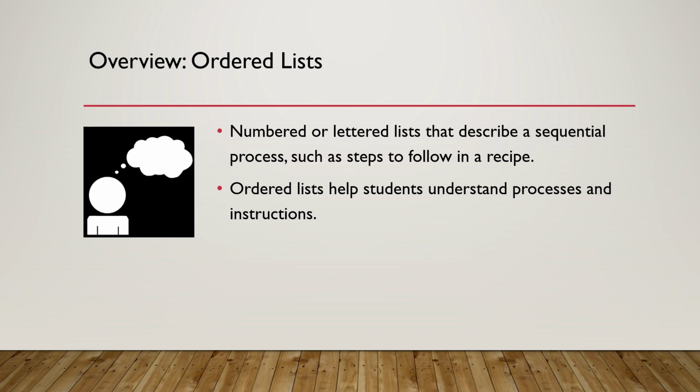I'm sure you're all familiar with these. They are typically stepped lists or lists that describe a sequential process, for example, following a recipe, instructions for submitting assignment, that sort of thing. We use numbers or letters to separate each item, and these ordered lists help students understand processes and instructions. All pretty basic. So one would think you should just add a number at the beginning of every line.